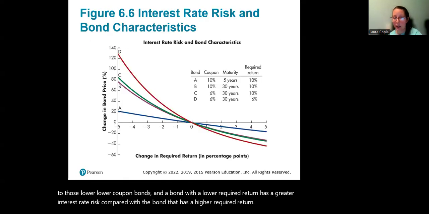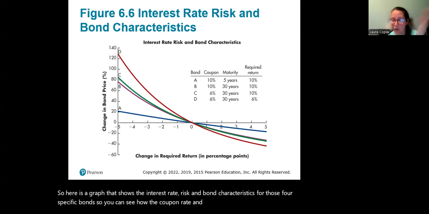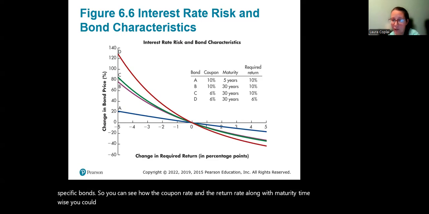So here is a graph that shows the interest rate risk and bond characteristics for those four specific bonds. So you can see how the coupon rate and the return rate, along with maturity time wise, you could see the difference of those to see where the change in bond prices is more influenced by that change in required return based on that coupon and required return rate.